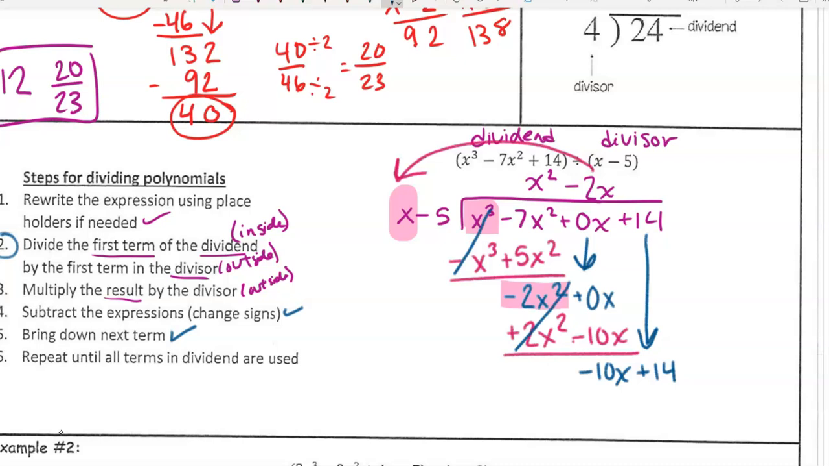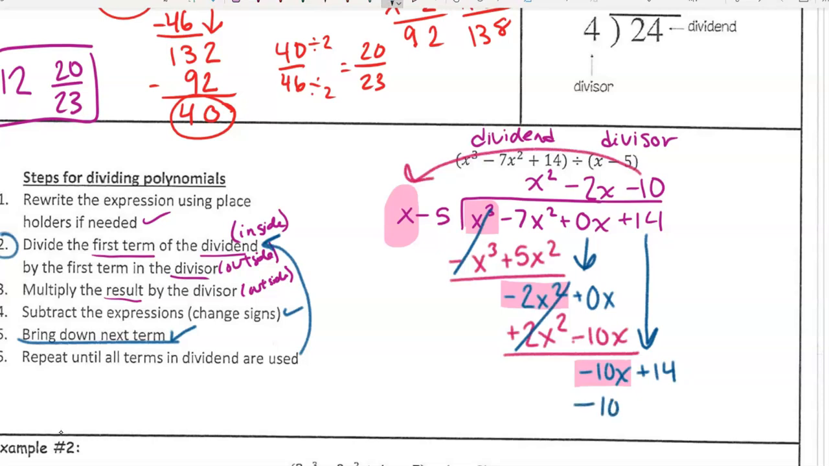All right, once we bring down the next term, we are going to go back to step 2. Divide the first term, negative 10x, divided by x, the first term in the divisor. So negative 10x divided by x, we're just taking away that x. So all we're left with is negative 10. And then we go back to multiply again. Negative 10 times x is going to bring us back to negative 10x.